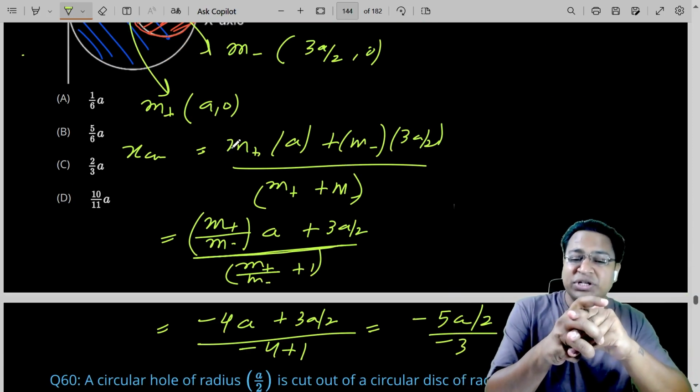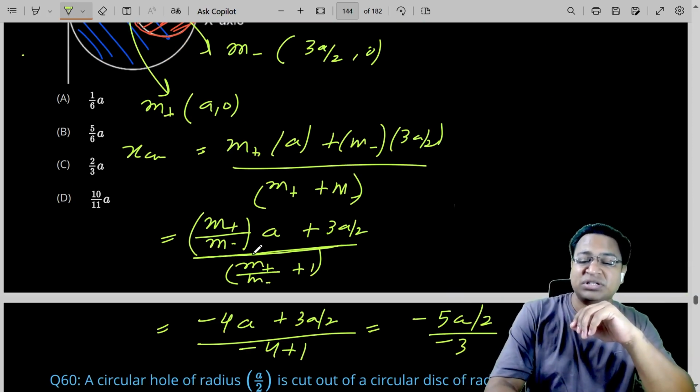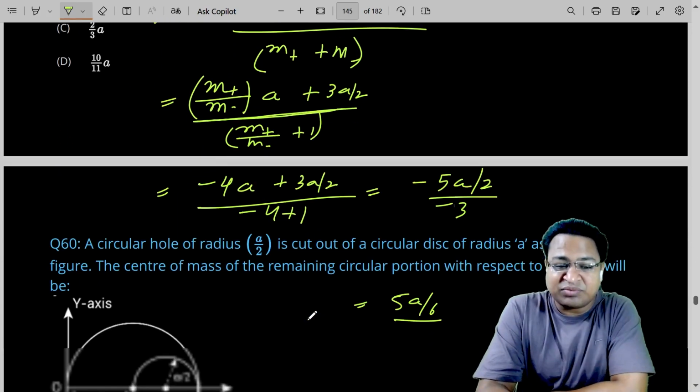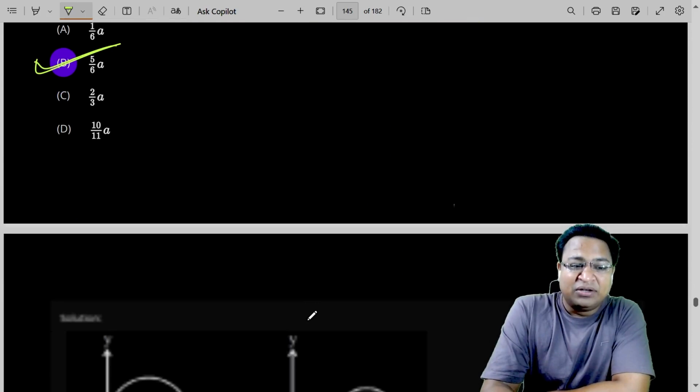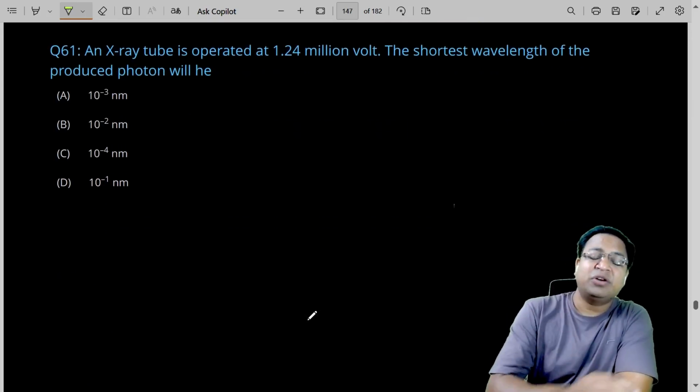But it makes it so much easier if you just notice the ratio of the masses and directly work in terms of that ratio. Writing-wise, it becomes so much easier and it saves a lot of space also. Okay, so that was the 10th question from this section. We now move to question number 11.